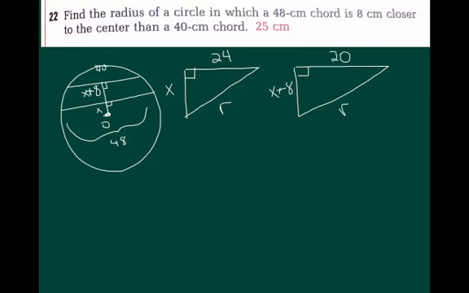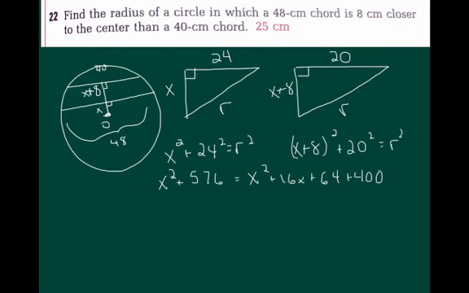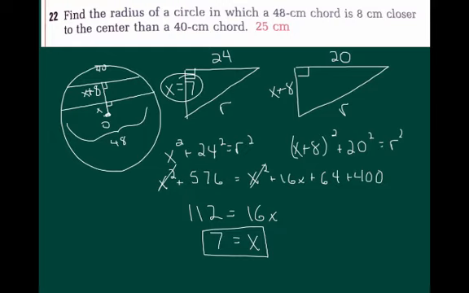So in order to solve these two variables, we're going to need a system. Using the Pythagorean theorem, I can set up these two equations, and since they're both equal to r squared, I'm going to set them equal to each other. Luckily, the x squareds cancel out, and I can solve for x. I'll have 16x equals 112, and so x equals 7. That's the distance from the center, but that's not what they asked us for. They asked us for the radius. So I'll plug 7 back into one of my triangles, and I see that I have a 7, 24, 25 triangle, so the radius is 25.